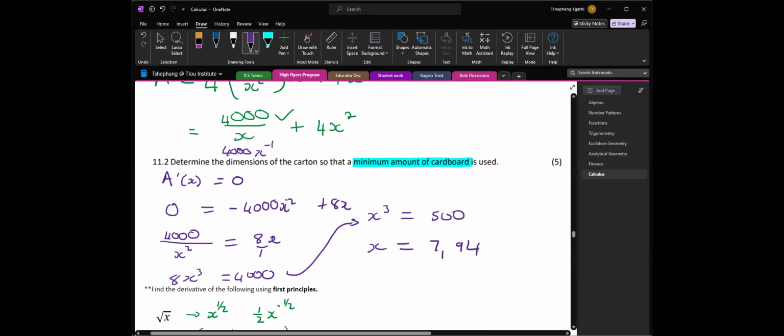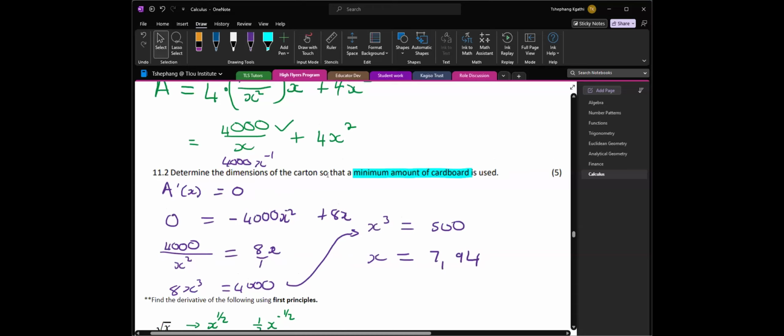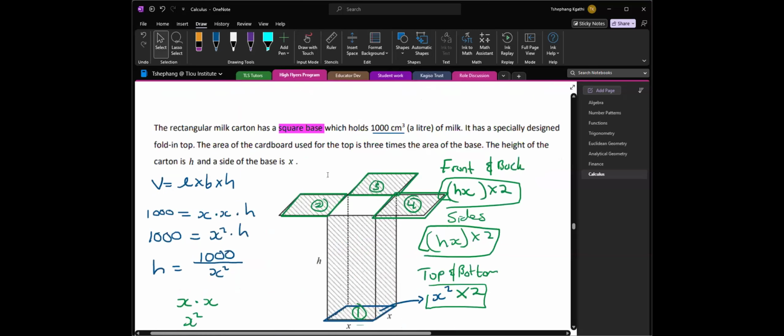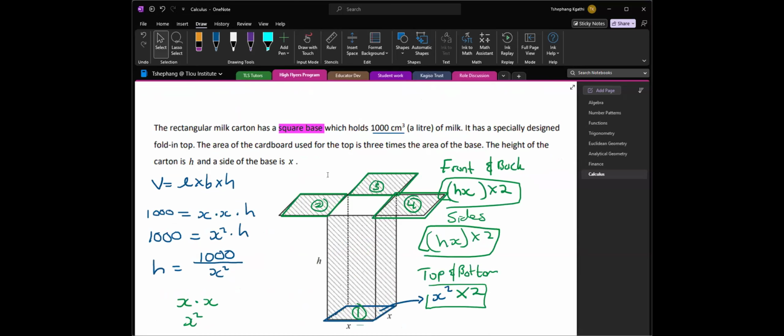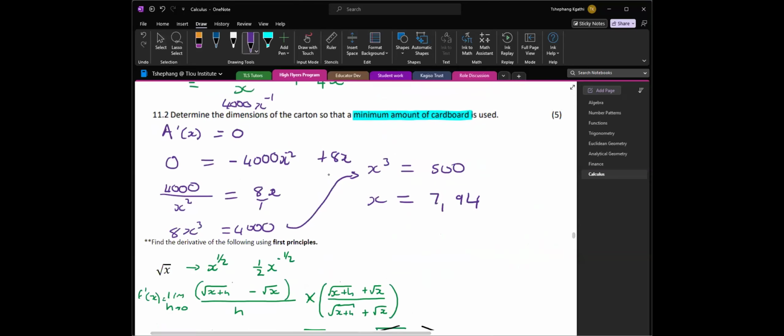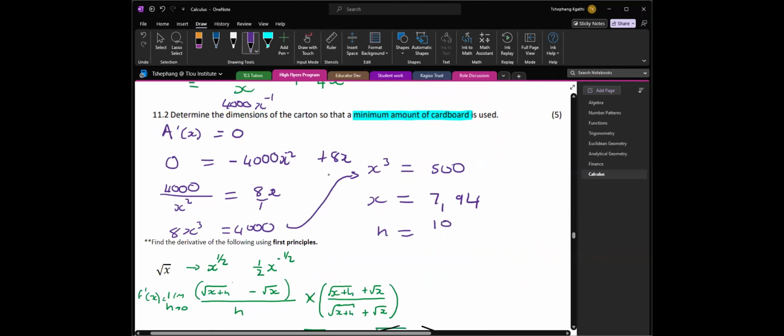And if x is 7,94, what did they say about h? H is 1,000 over x squared. So h is equal to 1,000 over 7,94. And our h is going to give us 15,8.